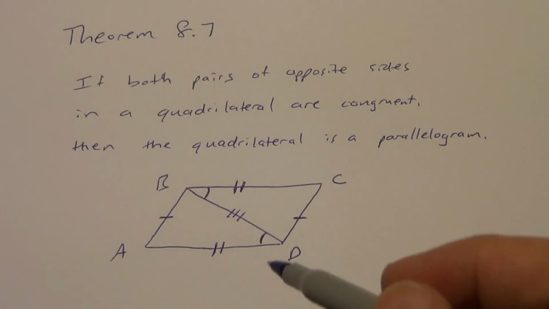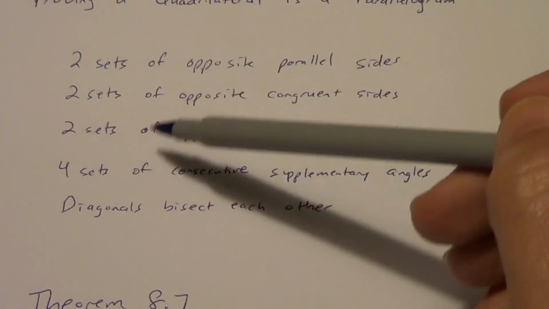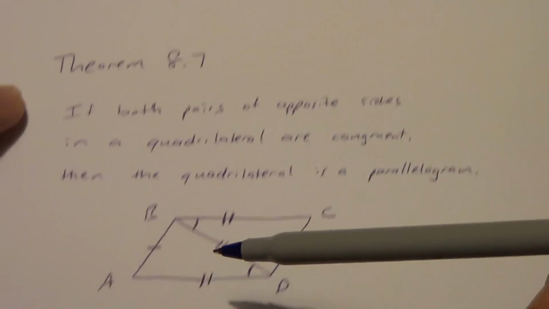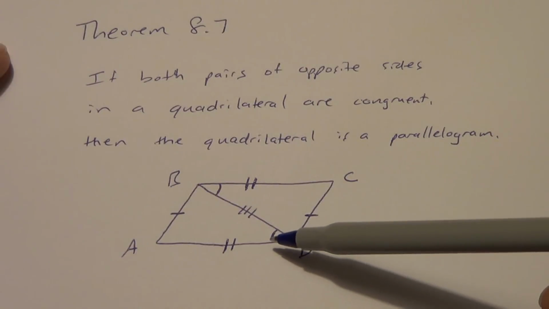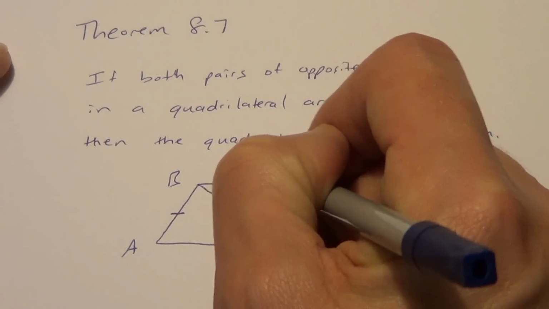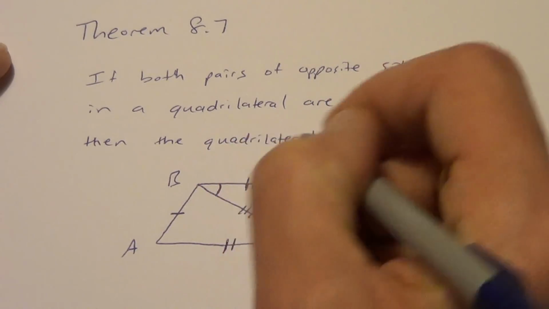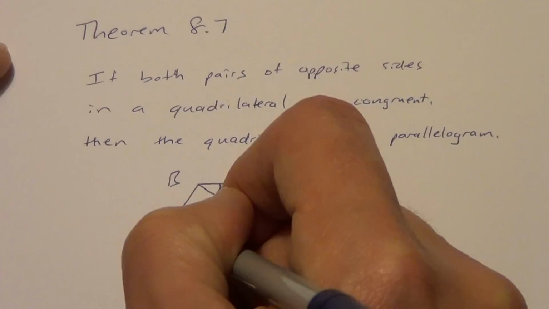And remember, that's using a converse theorem. That's why these things up here, like I mentioned earlier, are basically converses. And we're going to use converse theorems as we do our proof. So the alternate interior angle converse theorem tells me that BC is parallel to AD. Now that's not enough yet.